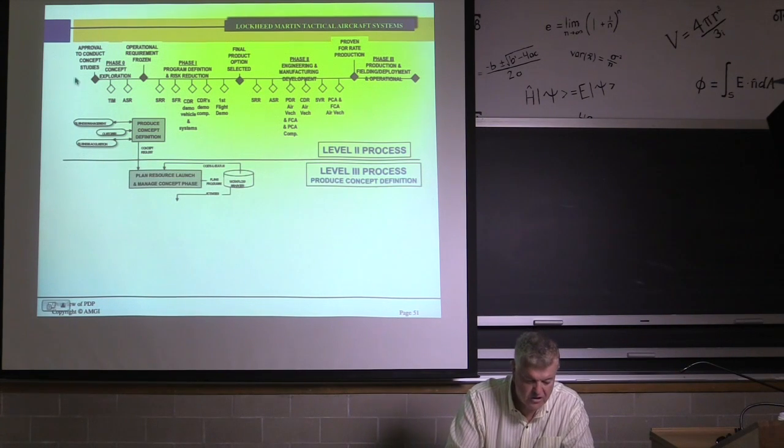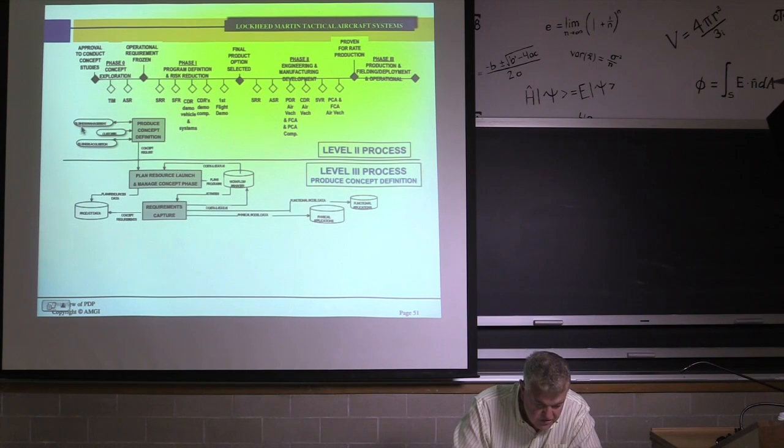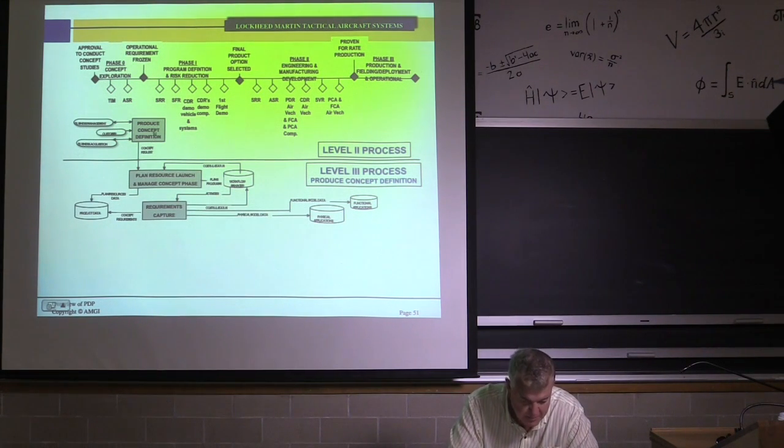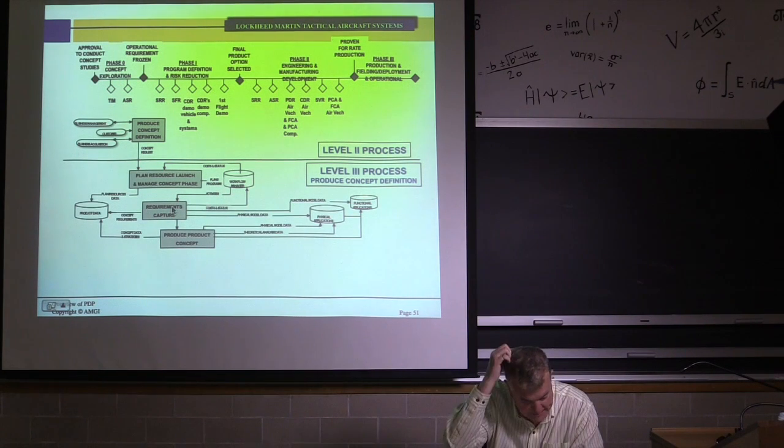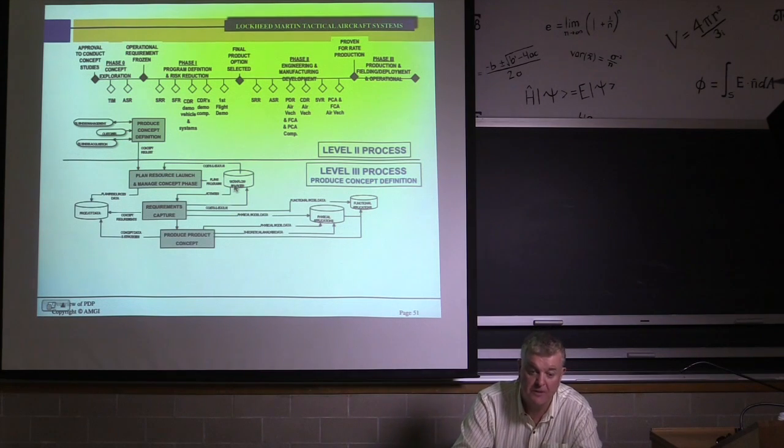So then we said, under produce concept, what goes into that? So here were the inputs: the customer's input, the business acquisition input, business management input, the dollars. And then we broke that down into its sub-processes, and we said, plan resources, launch and manage conceptual design phase, do a requirements capture. These represent the databases where the information is stored.